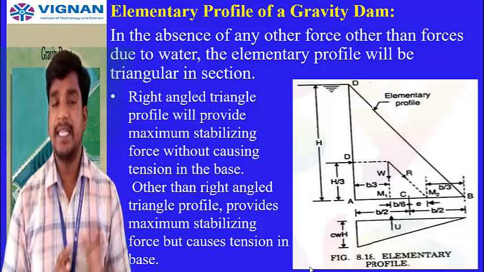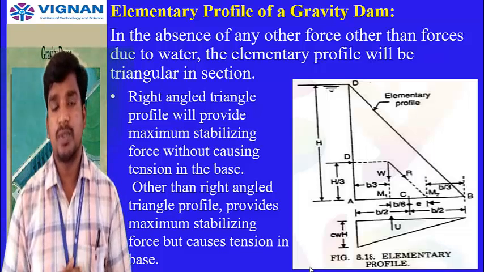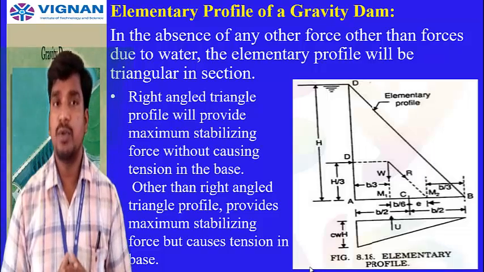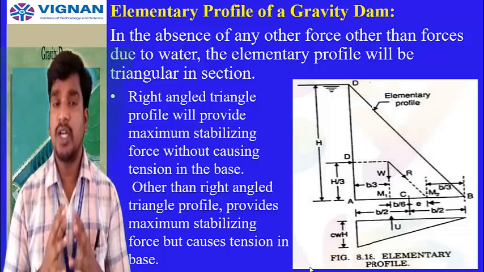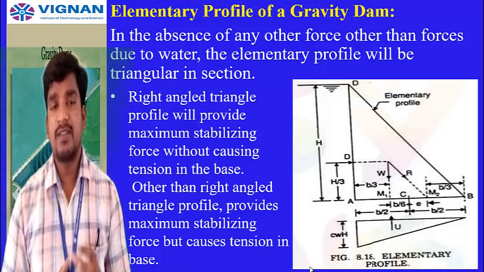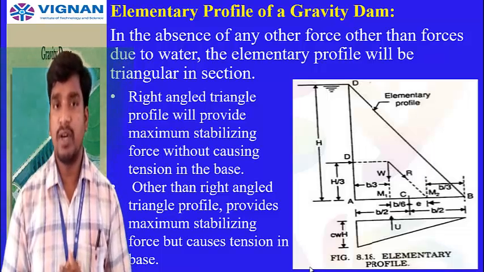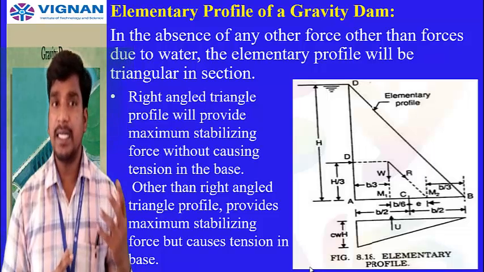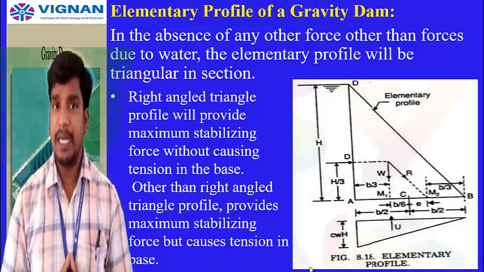If you take a triangle other than a right angle triangle as the elementary profile, then it will give you more stabilizing force, but it will create some tension in the base of the dam, which is not at all desirable because concrete is weak in tension. That is the reason the right angle triangle is the best suited elementary profile, which creates more stabilizing force and develops no tension in the base of the dam. That is what we require for a safe design.